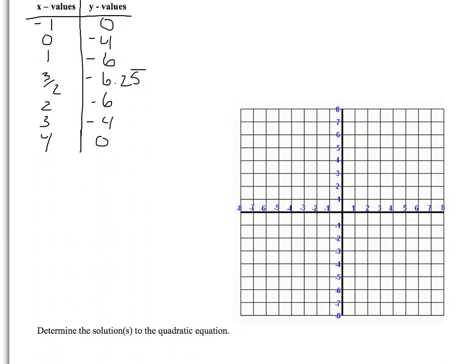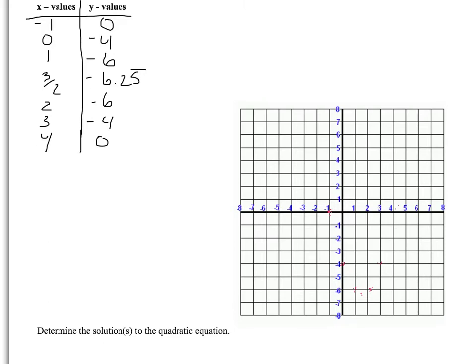So at negative 1, you're at 0. So negative 1, 0. 0, negative 4. 1, negative 6. 1 1/2, negative 6.25, so go a little below. 2, negative 6. 3, negative 4.